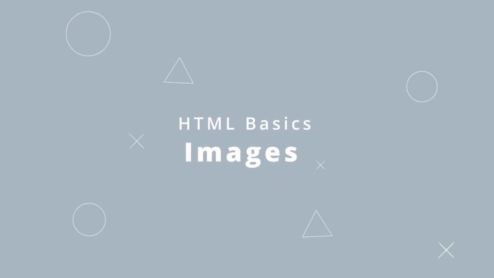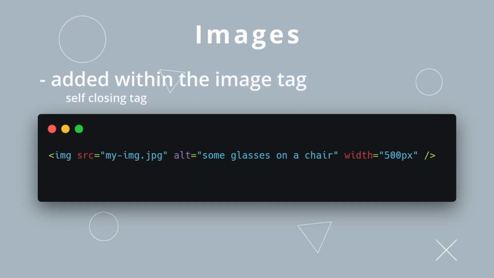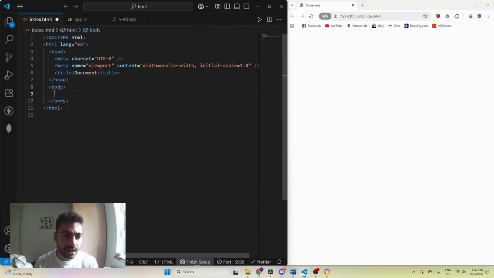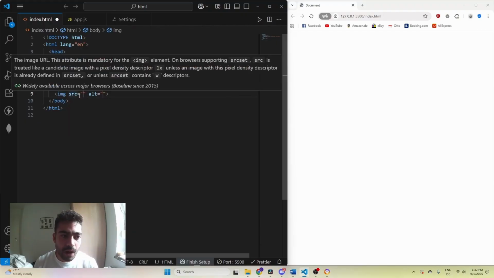Today, we learn about images in HTML. Images are added within the image tag. It's a self-closing tag, which means it doesn't need a closing partner. So let's take a look at it inside of VS Code. First of all, we can create an image by using the image tag. The image tag looks like this, and it has two attributes, the source attribute and the alt attribute.